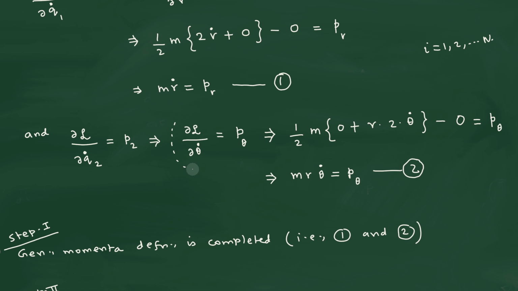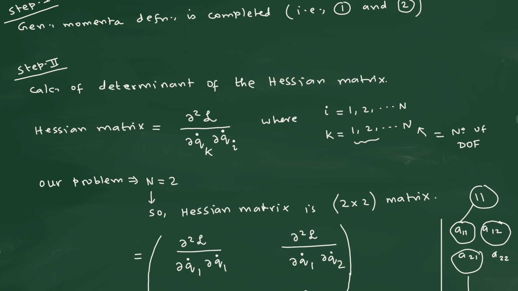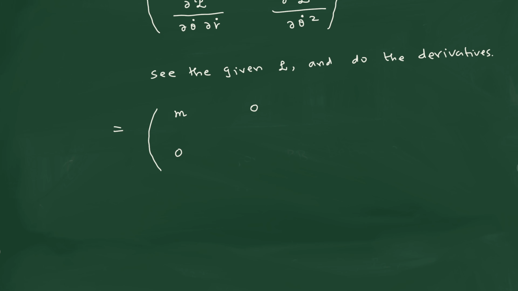You have already calculated dou L by dou theta dot, right? So you perform the theta dot differentiation once again. If you do that, we will be getting m into r. So that will give you m into r here. And that's all. So this is the Hessian matrix.